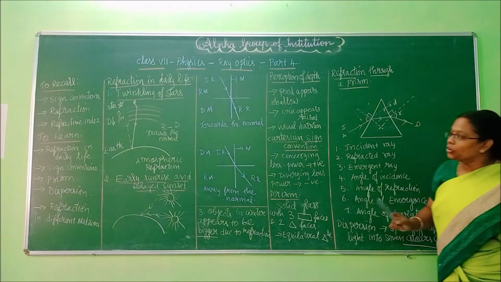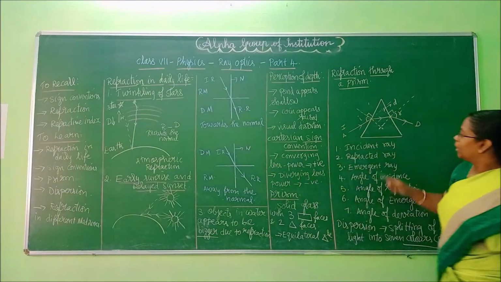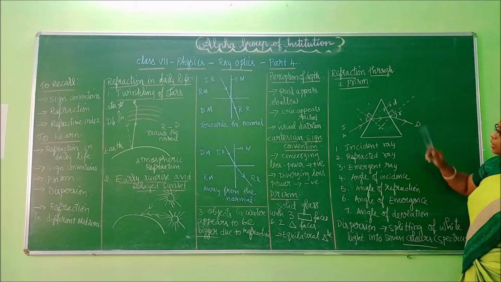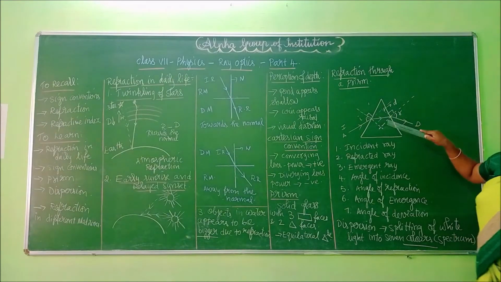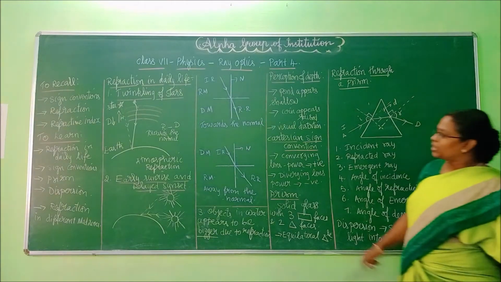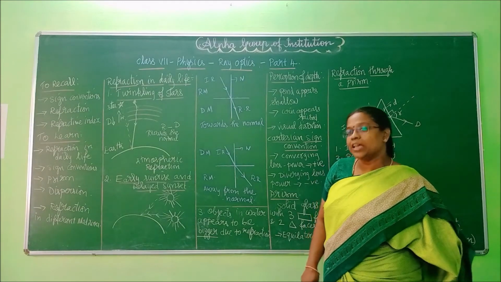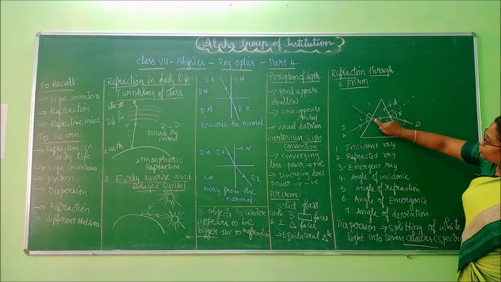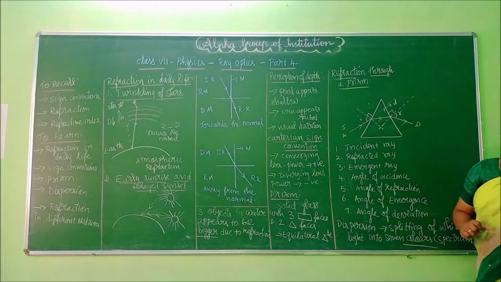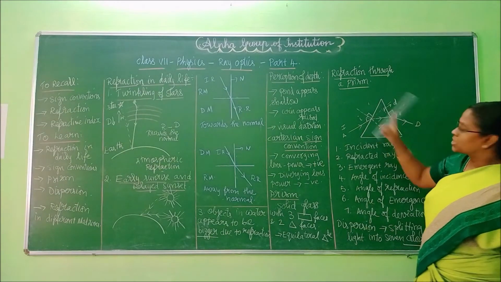Here I told you, do you remember? Rarer to denser means towards the normal. Rarer to denser means the light ray will bend towards the normal. This dotted line, children, is called the normal. What is normal? Here you see, the normal will make an angle of 90 degrees to the surface. Like that, this normal line will make an angle of 90 degrees with what? With the surface. Surface means the prism's surface.